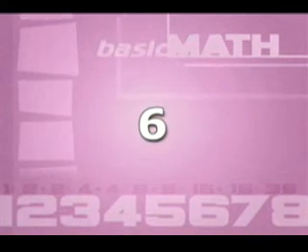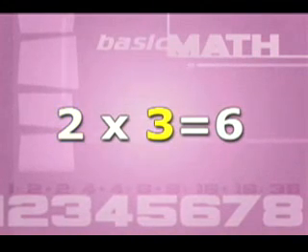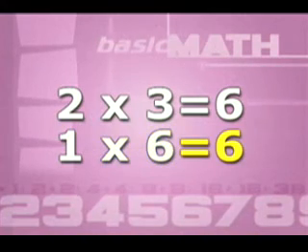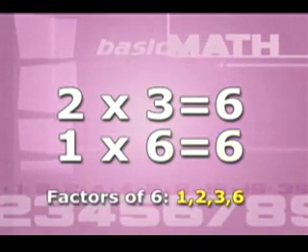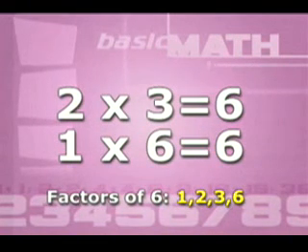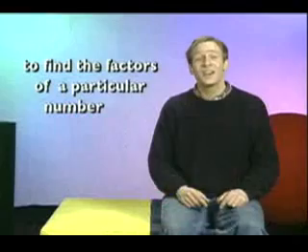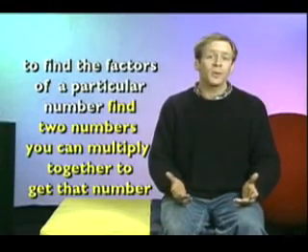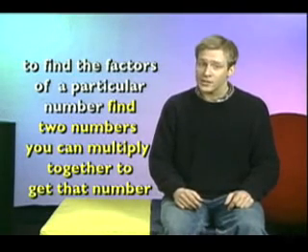Think of the number 6. Since 2 times 3 equals 6, the 2 and 3 are factors of 6. Likewise, 1 times 6 is 6, so 1 and 6 are also factors of 6. Thus, the factors of 6 are 1, 2, 3, and 6. So to find the factors of a particular number, you just want to find 2 numbers you can multiply together to get that number. Now, let's return to our fractions and try to reduce them.